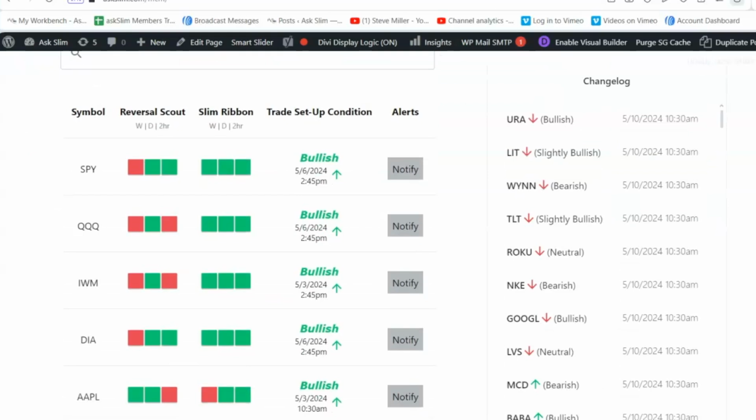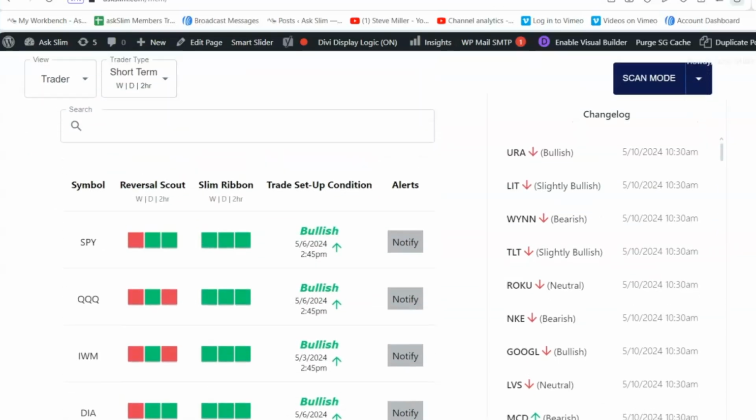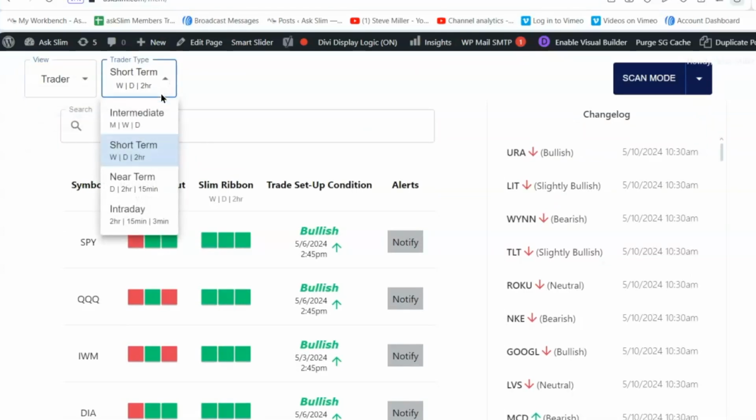So let's take a look down over here as we look at the trader. There's a trader or a time frame version in here, and I have it set to short term, but you could look at intermediate, near term, intraday. All of that is our built-in algorithms on here that really help you understand the conditions of the market. So I'm looking again at the trader version, and let's say I'm a short-term trader. So that would be, I'm looking at a lot of things that, in the daily and 2-hour time frames or 1-hour time frames. That would be really what fits.